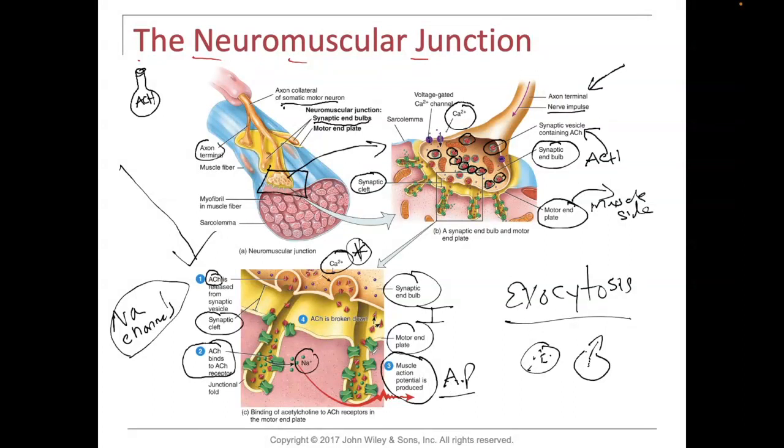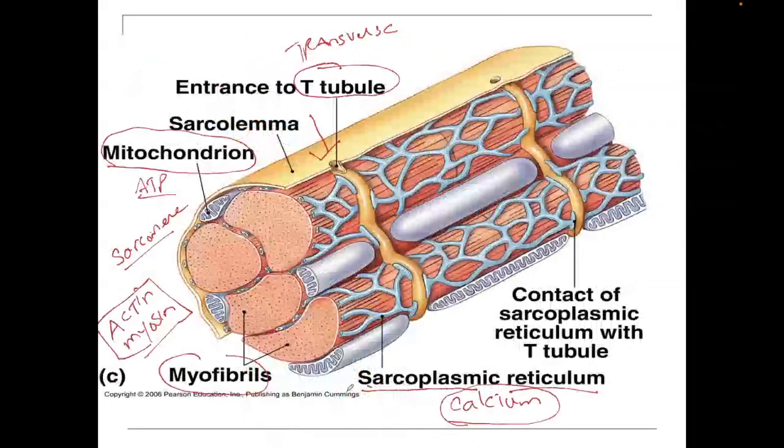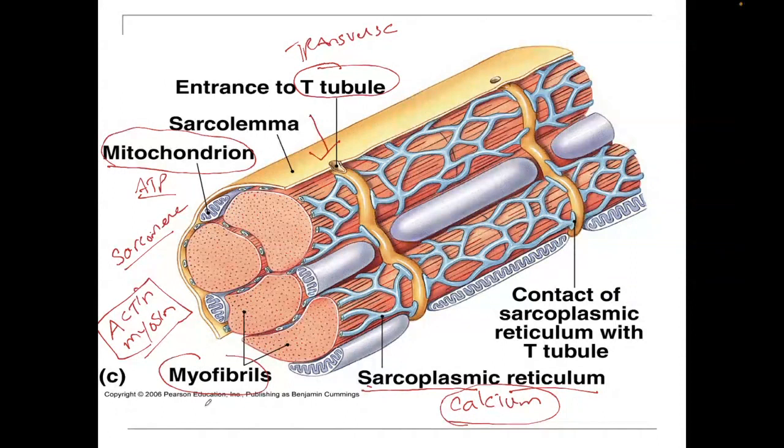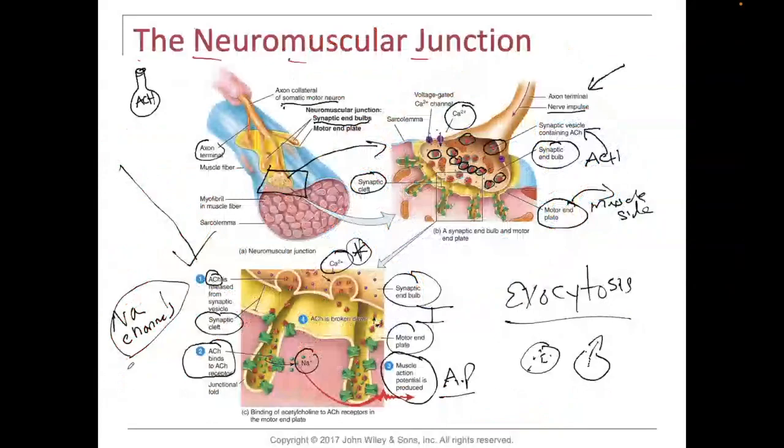Now, this indentation or invagination, this is the T tubule. That's a T tubule, which is this. That's where that action potential is going to travel and spread the information to the sarcoplasmic reticulum to release calcium that will affect the myofibrils to make actin and myosin interact with one another to make it contract.